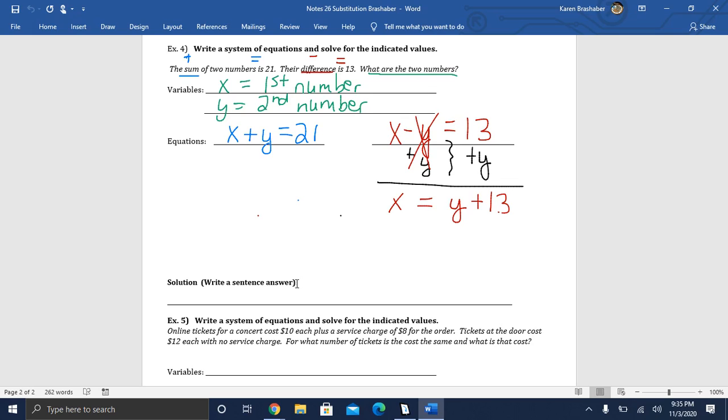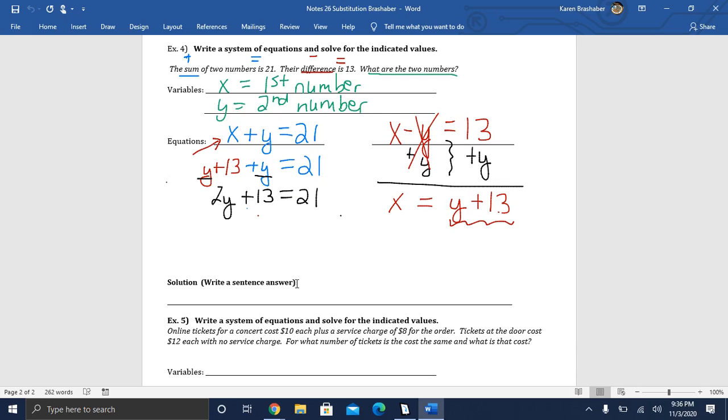All right, now I'm going to take that expression and substitute it into my other equation in place of the x. So the x will come out, and y plus 13 is its replacement. But I still have the remainder of the equation, so I have plus y equals 21. So I've made my substitution. Now I'm going to solve my equation. I have like terms. I have 1y and 1y. I can add those together to get 2y plus 13 equals 21.